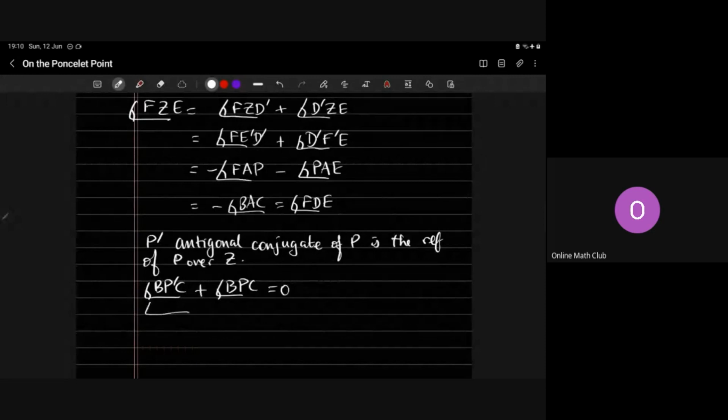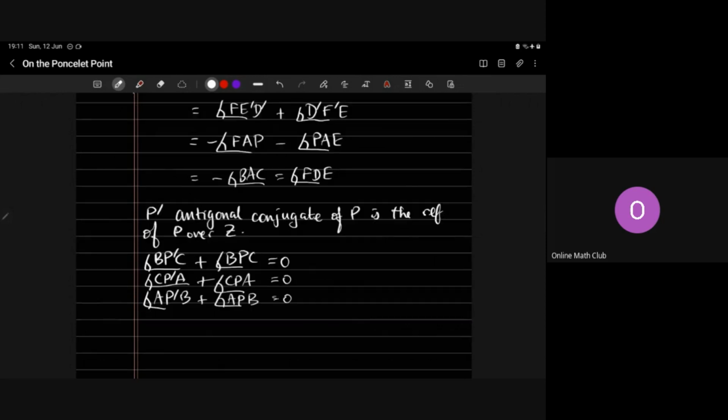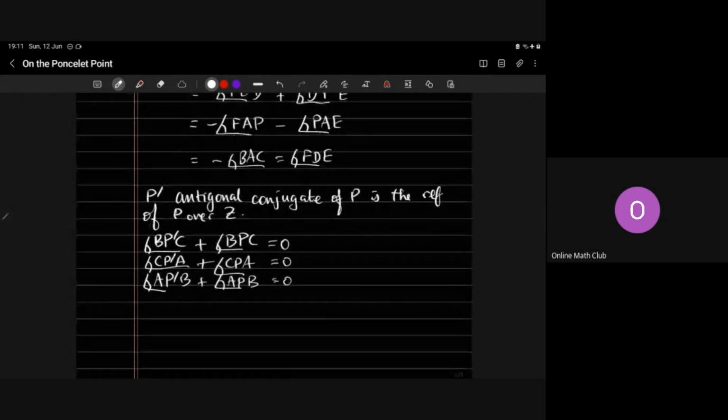Again, similar results, etc. Angle AP prime B plus angle APB equals 0. So basically, you have ABC. Let's say P is a point somewhere here. So what happens is if you reflect P around BC, so let's say PA, this angle condition will tell you that B, PA, C, P prime are concyclic.